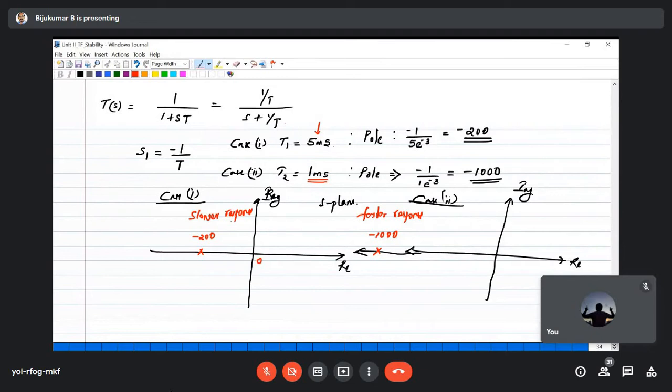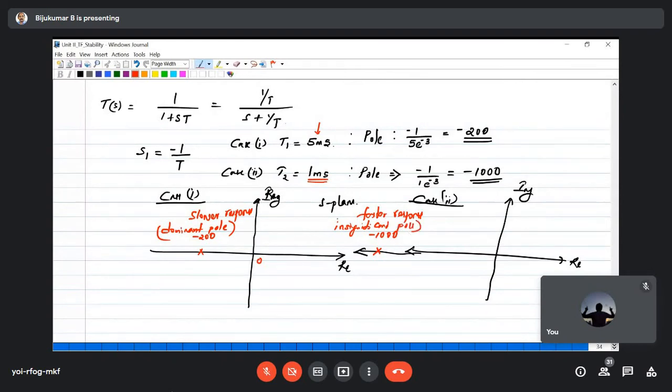And one more thing, we have already found out that the pole which is closer to the imaginary axis is the dominant pole, right? Why is it the dominant pole? Because it is dominating the output response of the system. So compared to the far away pole, it is dominating. Yes, okay. But compare this value. This is 200. This is 1000. It is very much far away from this pole, right? So we can call this an insignificant pole.